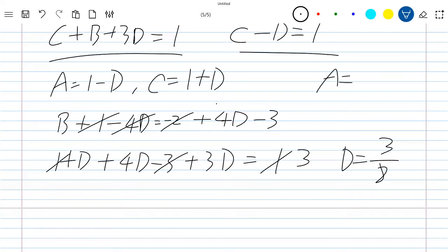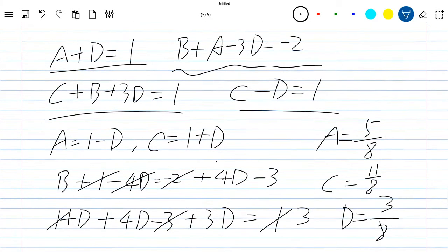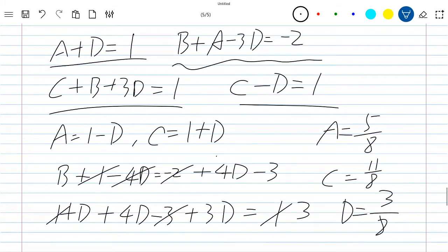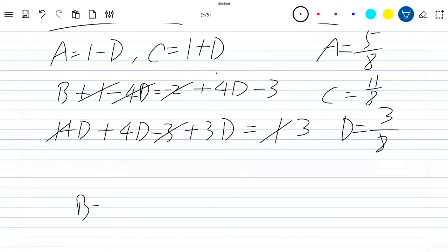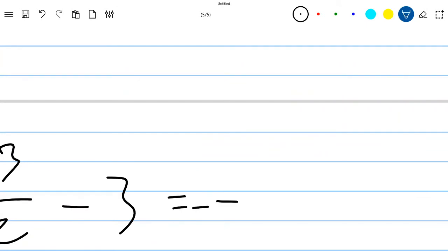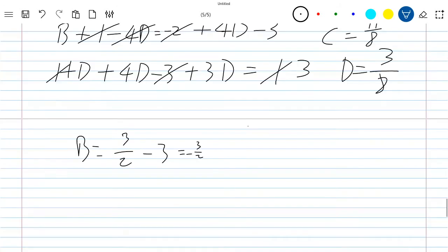Right, then let's see what a is. a equals 1 minus d, so it's 5/8. And what is c? c equals 1 plus d, so it's 11/8. It's kind of big. And the last one is b. b equals 4d minus 3. So b equals 4d, which is 3/2, minus 3, that's negative 3/2. Right? So that's what we have.